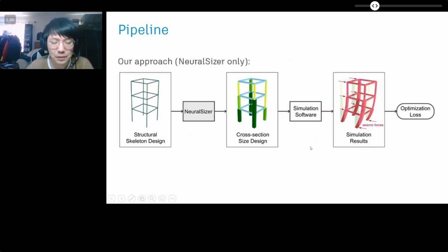In this paper, we propose training a neurosizer to output the optimal size design in one shot. However, there is still a challenge of using simulation software, as it is also non-differentiable. So to avoid constantly calling the time-consuming structural simulation software, we pre-train a neurosim. And given the differentiable nature of neurosim, the gradient of the optimization loss can flow through the neurosim and update the neurosizer parameters.